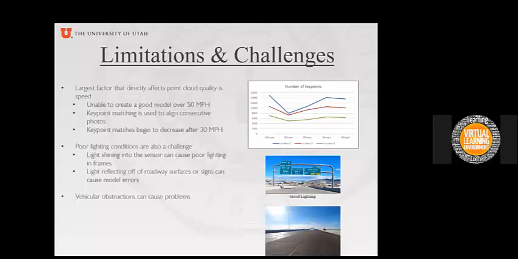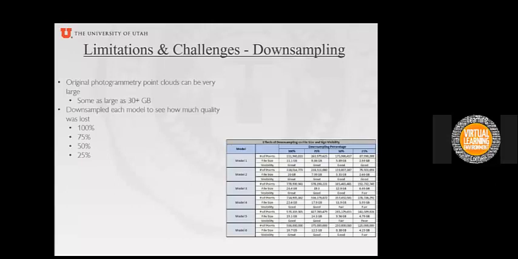And the photogrammetry point clouds are very large files, but downsampling can help manage these storage problems, which I'm going to talk about in the next slide. So our original photogrammetry point clouds can be very large, some as large as 30 plus gigabytes, and these are for relatively smaller models, less than a mile. So these models can have very large file sizes. So what we did was we wanted to downsample each model, or essentially take away points, to see how much quality and accuracy was lost.